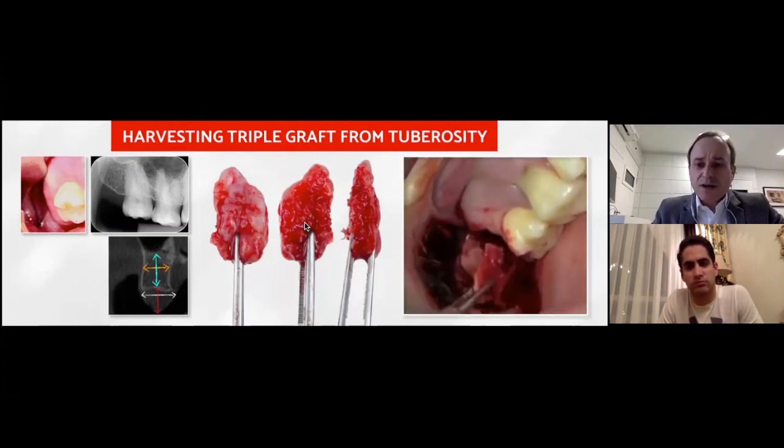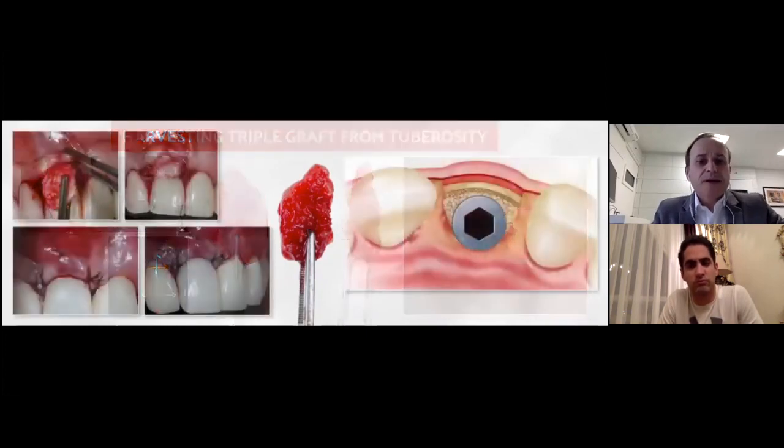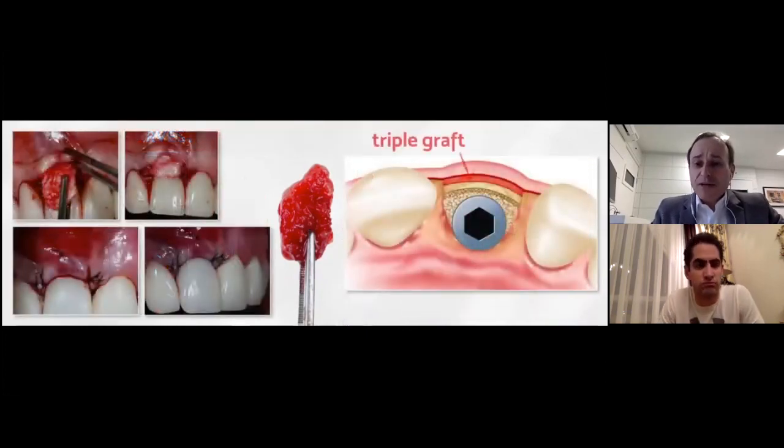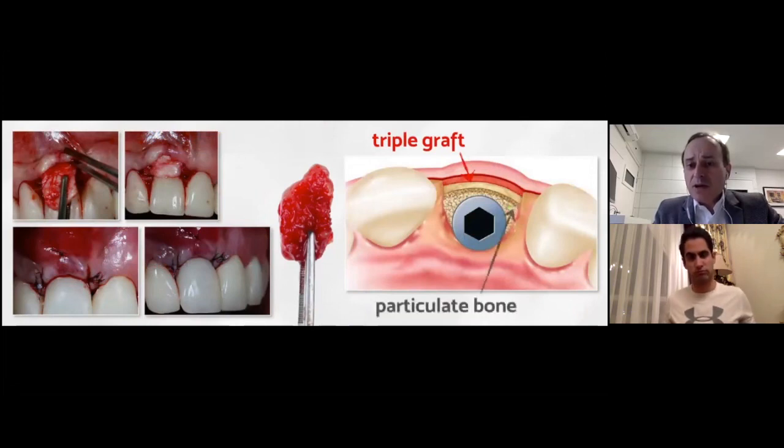As you can see here, right after it was taken from the tuberosity. And how do we deal with this graft? The ideal position is obtained by leaving the connective tissue turned towards the soft tissue and the marrow portion towards the implant body. But in between, it's recommended to insert particulate bone in order to cover the exposures of the implant. So here we are seeking the right position of the triple graft.